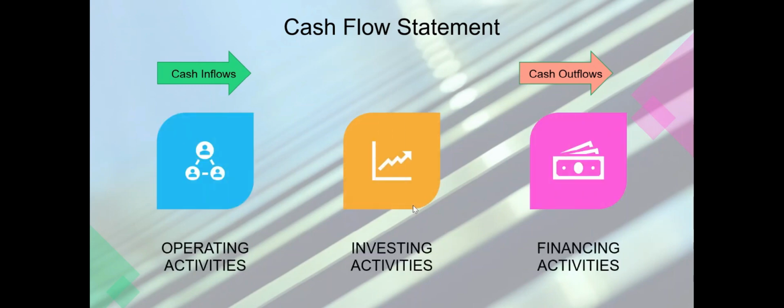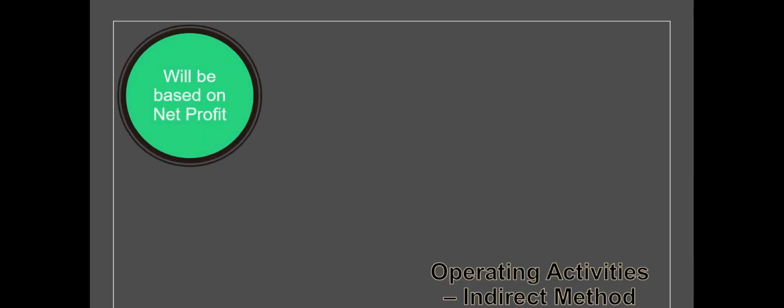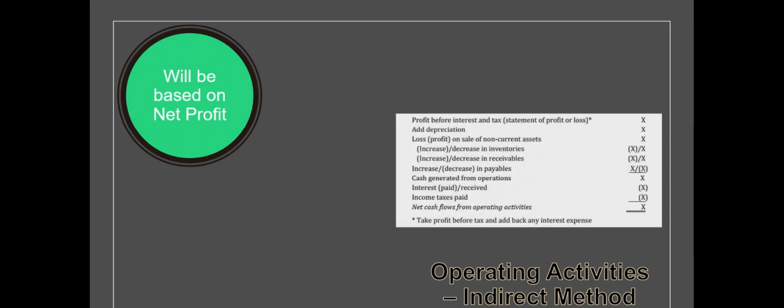Under both methods, we have to show cash inflows and cash outflows from these activities. The only difference between direct and indirect method is the cash flows from operating activities. When you identify the cash flows from operating activities under direct and indirect method, it's slightly different. Under the indirect method, the operating activities will be based on net profit. You need to calculate based on the net profit.